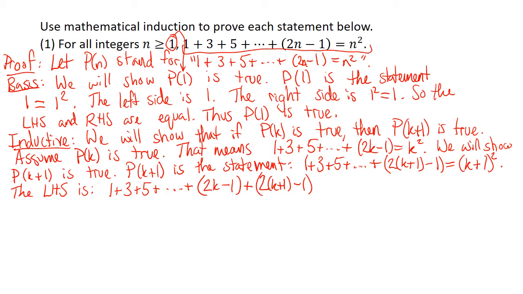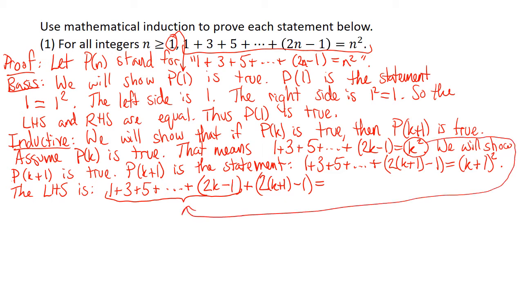And then what I can do, using the fact that I knew P of k to be true, is substitute for this whole part right here. I can substitute for that using this k squared. So that is going to go in right there. Do you see why I'm able to do that? Because I already assumed that 1 plus 3 plus 5 plus ... up through 2k minus 1 was equal to k squared. So this is going to become k squared plus 2 times k plus 1 minus 1.